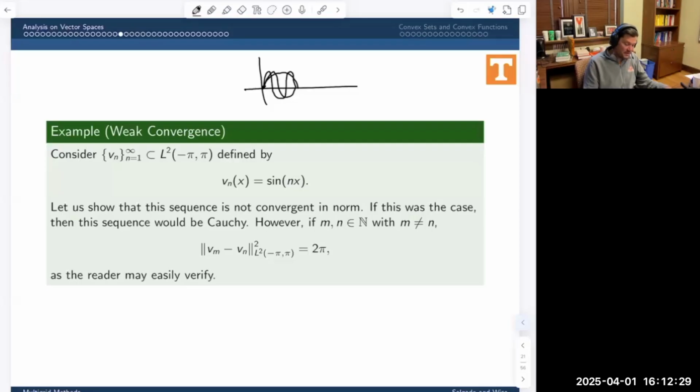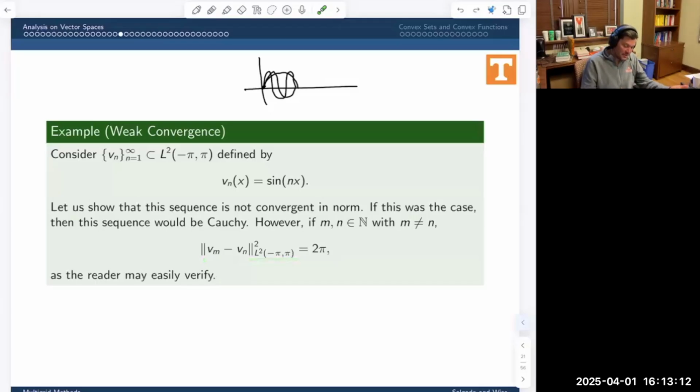Well, the sequence of sine functions isn't converging to anything, and it's not hard to see that in a number of ways. The easiest way, perhaps, is to take Vm minus Vn, so I want to show that the sequence is not Cauchy. Why would I want to show it's not Cauchy? Well, if it's not Cauchy, it can't be convergent because L2 is a Hilbert space. A sequence is Cauchy if and only if it's convergent. So let's show that it's definitely not Cauchy.